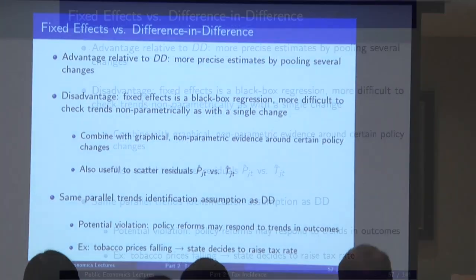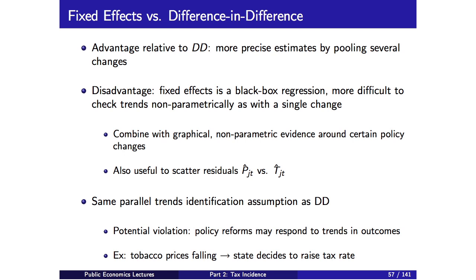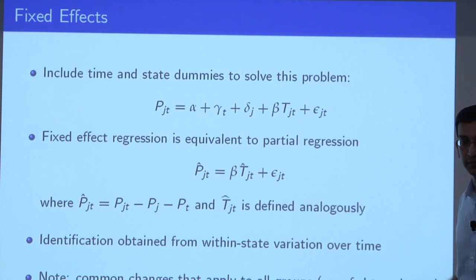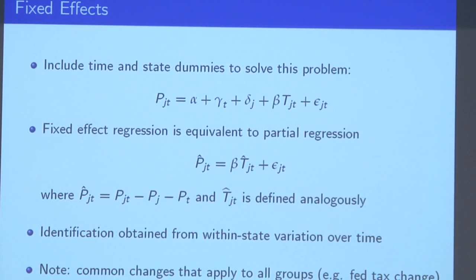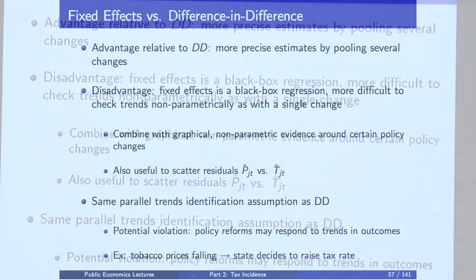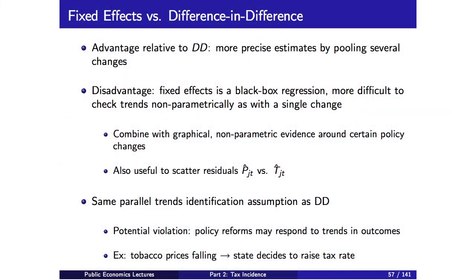Okay. Now, what's the advantage of the fixed effects estimate? It's more precise because you're pooling several changes, right? I'm using 200 experiments instead of one experiment, so that's clear. The disadvantage, I think, is the fixed effects is a bit of a black box regression. If you just showed me a regression table with a bunch of estimates of beta from this fixed effects regression, I'm not sure I would be totally convinced that you've actually identified the causal impact of these tax changes. I would like to see the graphical non-parametric evidence like they show for Arizona and Michigan, so that we understand more clearly. We can do those permutation tests by eye, sort of what I was describing, right?